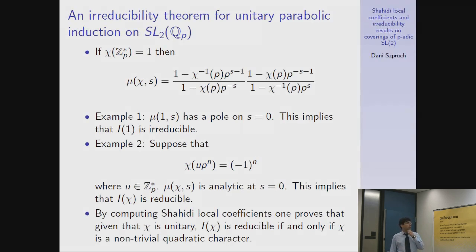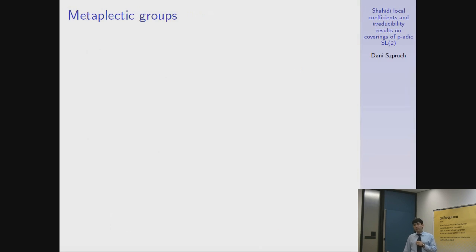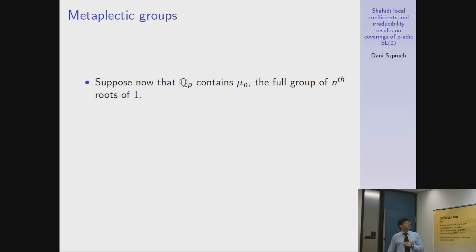By computing the Shahidi local coefficient, one proves that given that chi is unitary, I chi is reducible if and only if chi is a non-trivial quadratic character. And now we come to the object I like to study, the metaplectic groups. So what are the metaplectic groups? We have to assume that Q_p contains mu_n, the full group of n-th roots of 1.